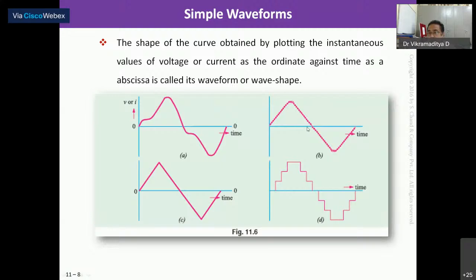This is also an AC waveform because direction here changes. It was previously positive and now it is again positive, again it is negative here, again it is positive and negative. So these four graphs are representing AC waveforms.